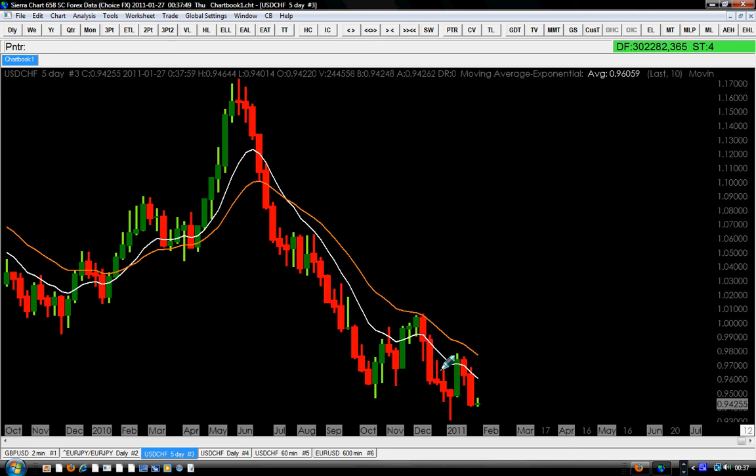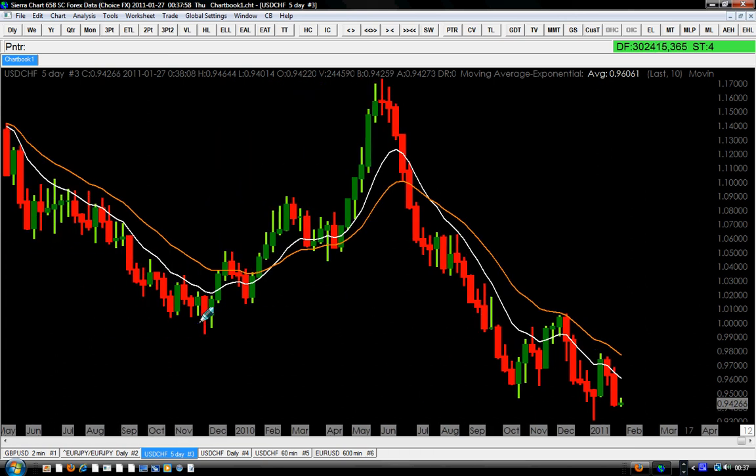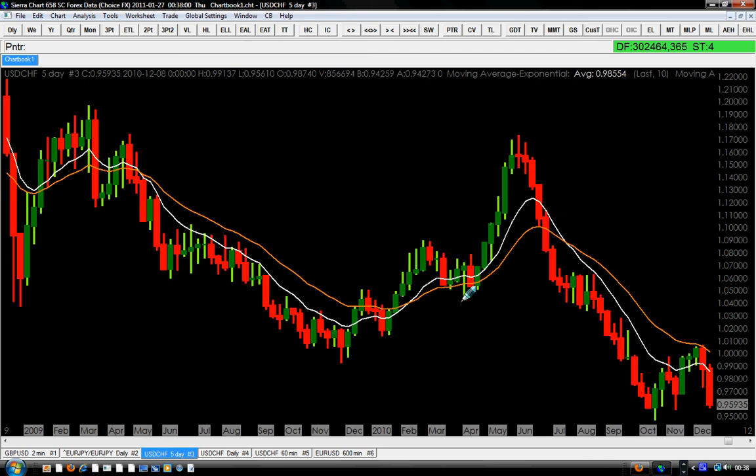Here, the exponential moving average 10 is still going down. It pops its head near the exponential moving average 20. You see here, you will sell and place your stop loss on the other side. Okay, this is how you use the exponential moving average 20 like professional traders.